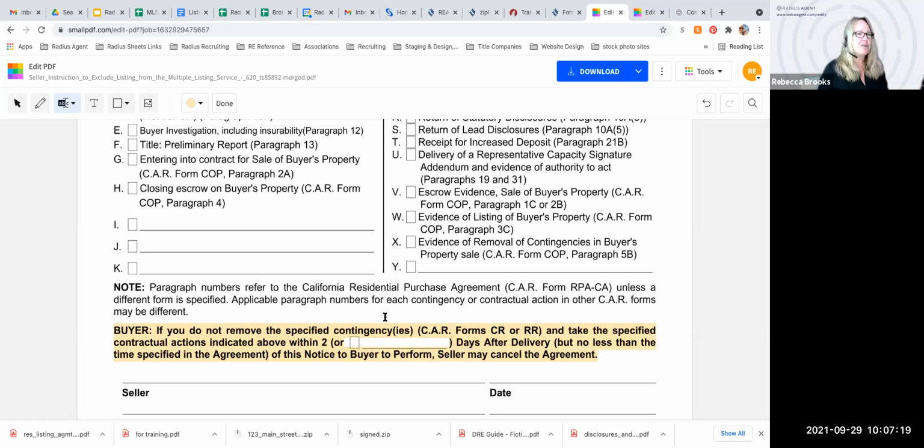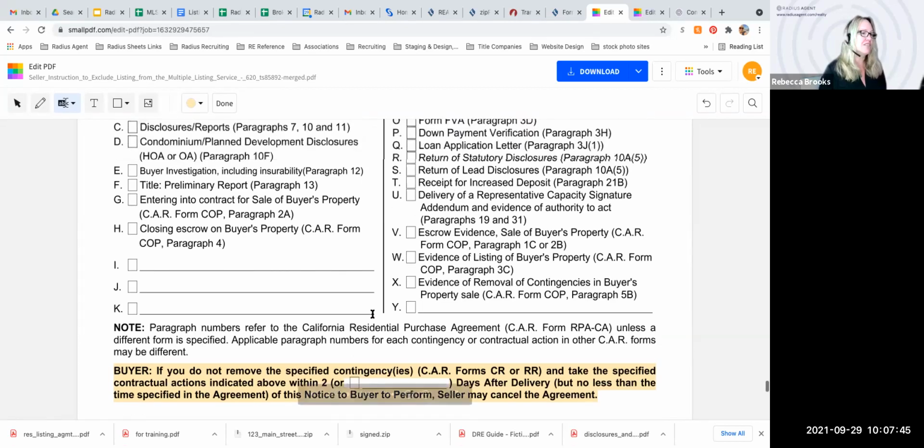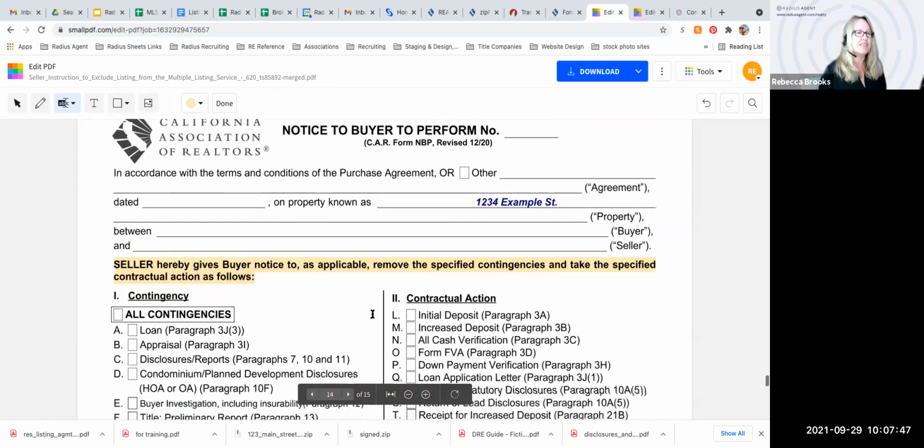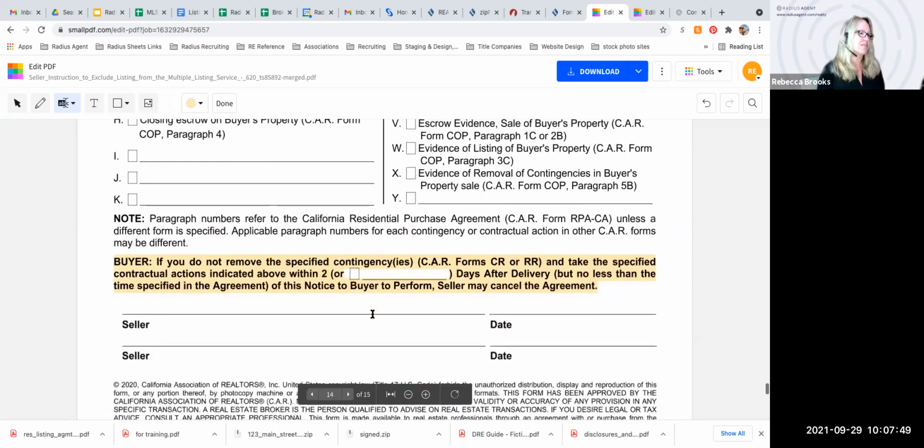A lot of buyers agents don't like it when the listing agent does that to them. It's like putting them on notice: hey, don't forget your contingency deadline, right? But in certain circumstances, like I said before, if there have already been a bunch of extensions and they're frustrated and don't want to give any more, and they're saying if you don't remove your contingency by this date, then we're going to cancel, then they can give this notice to perform in advance, but no more than 2 days in advance.